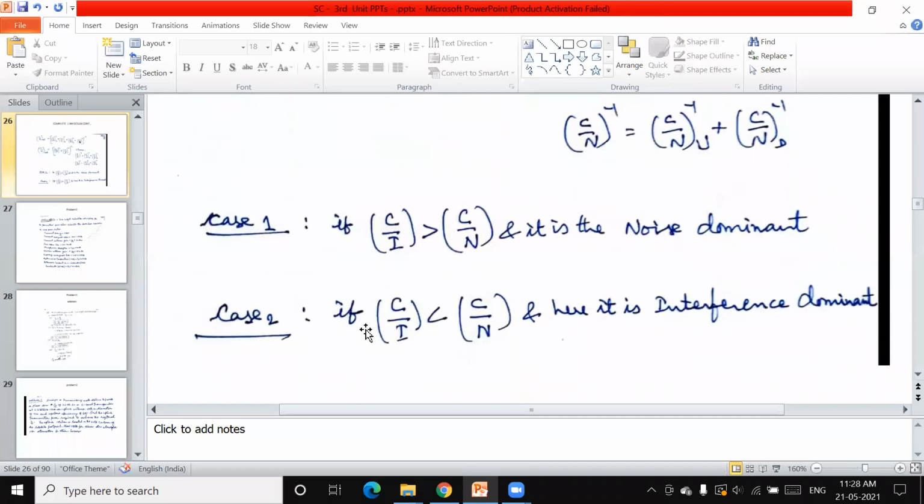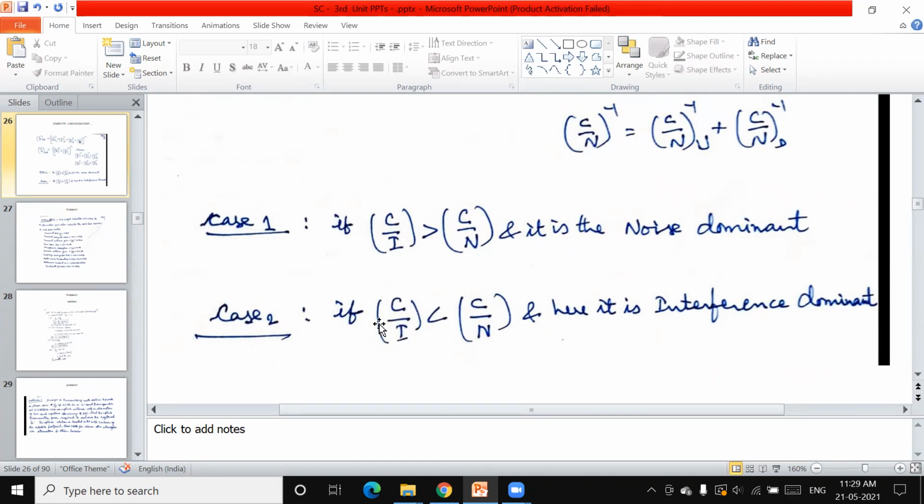Similarly, you can look into this second case. C by I is less than C by N. Here, I is greater. Because of this, the inverse becomes lesser. Once this inverse value has become lesser, we say that this term is dominant. Therefore, the interfering signal is dominant.